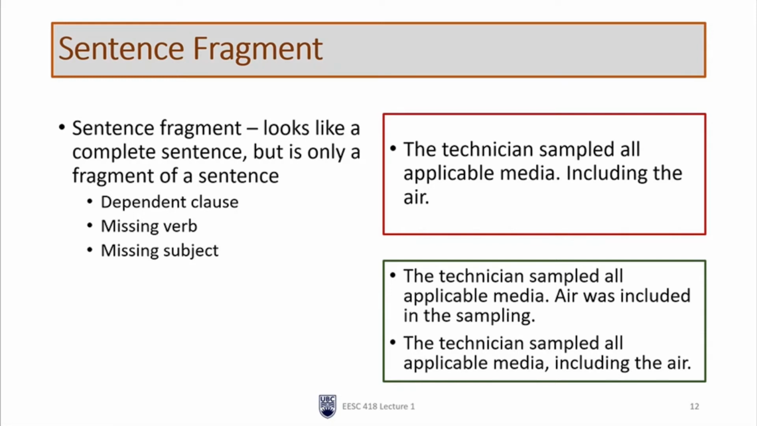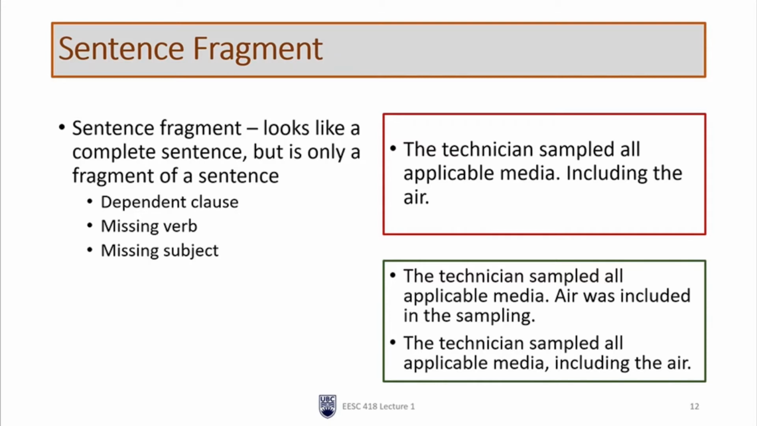The next three topics relate back to the dependent and independent clause. The first is a sentence fragment. A sentence fragment looks like a complete sentence, but is only a fragment of a sentence. And there are a few reasons why it might be a fragment. It might be a dependent clause, which is disguised as an independent clause.